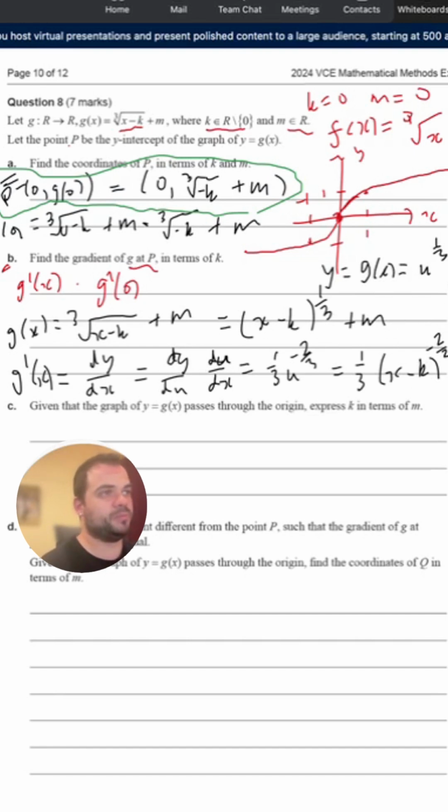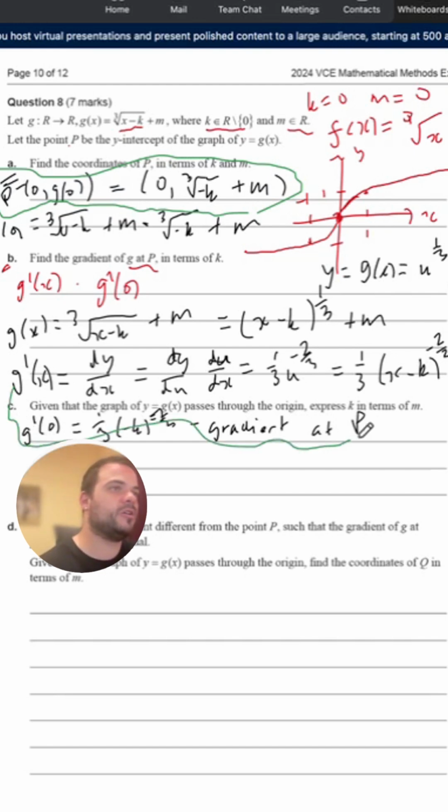So this becomes, I'm just going to write this below. We've got g dashed of 0. We plug that into our derivative, and we get 1/3 times negative k to the negative 2/3. So that is the gradient at p. I'm just going to circle that in green to make clear that this is our answer to part B.